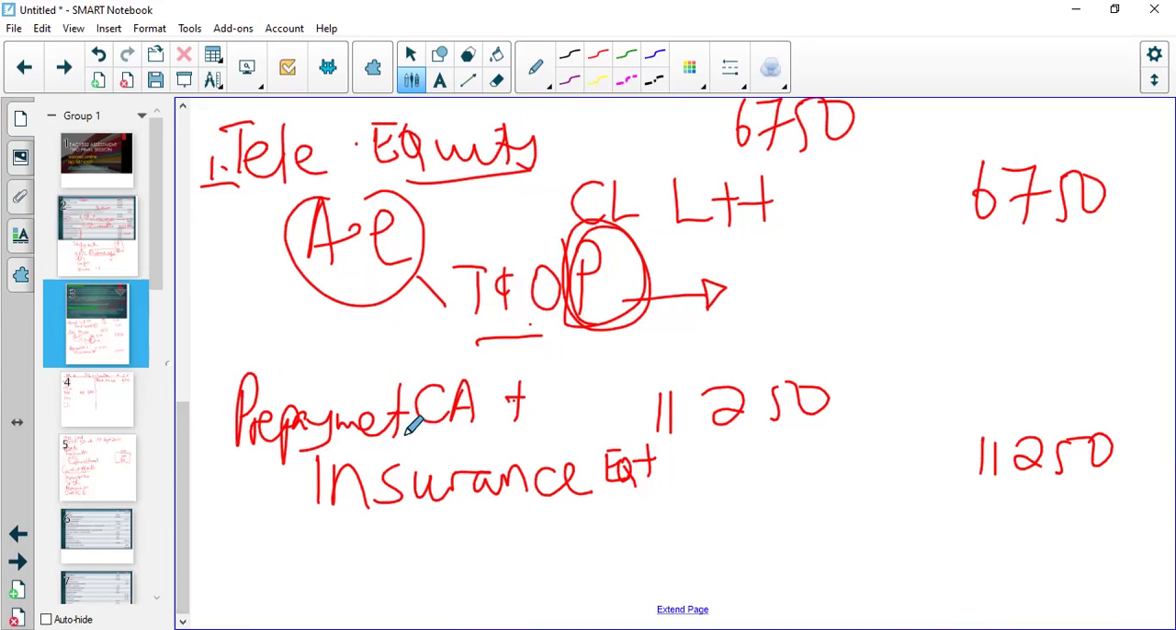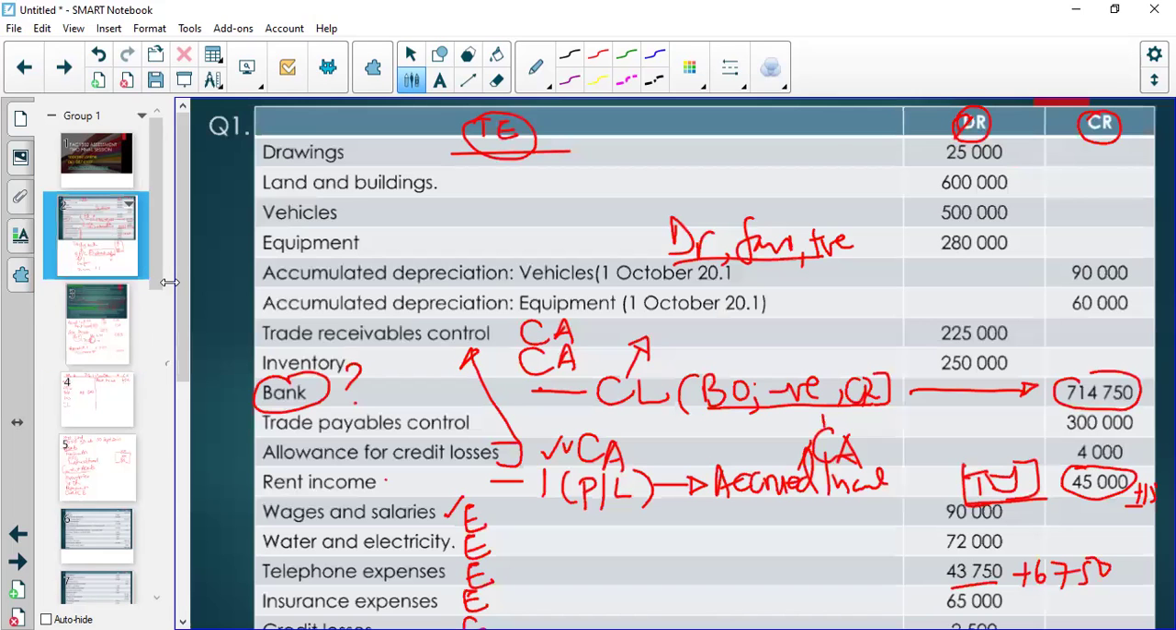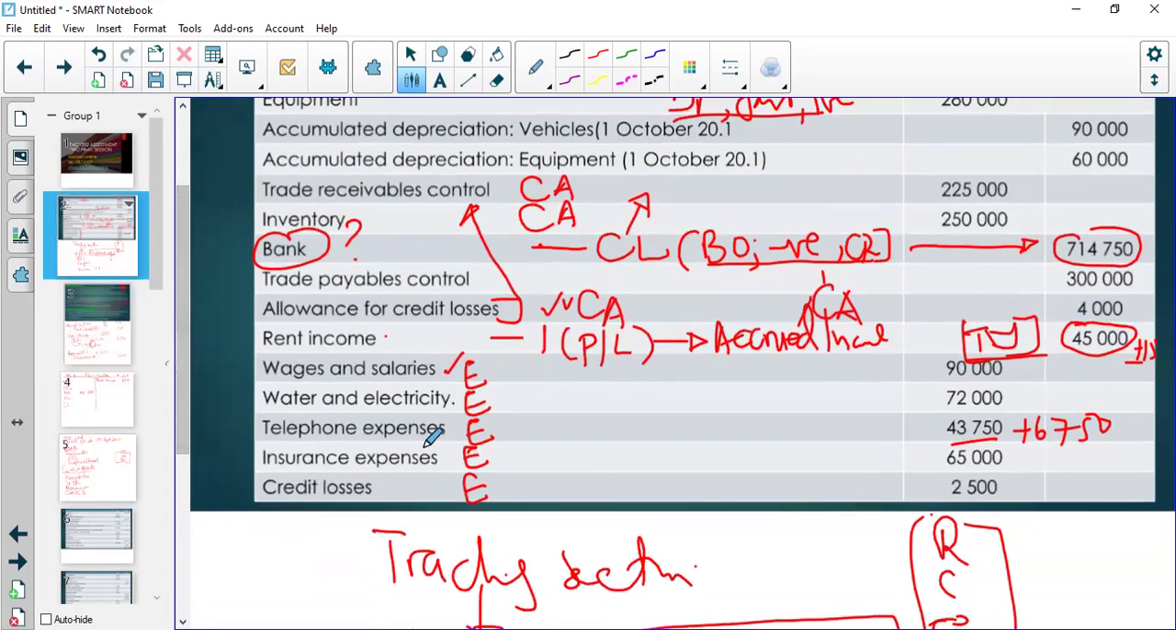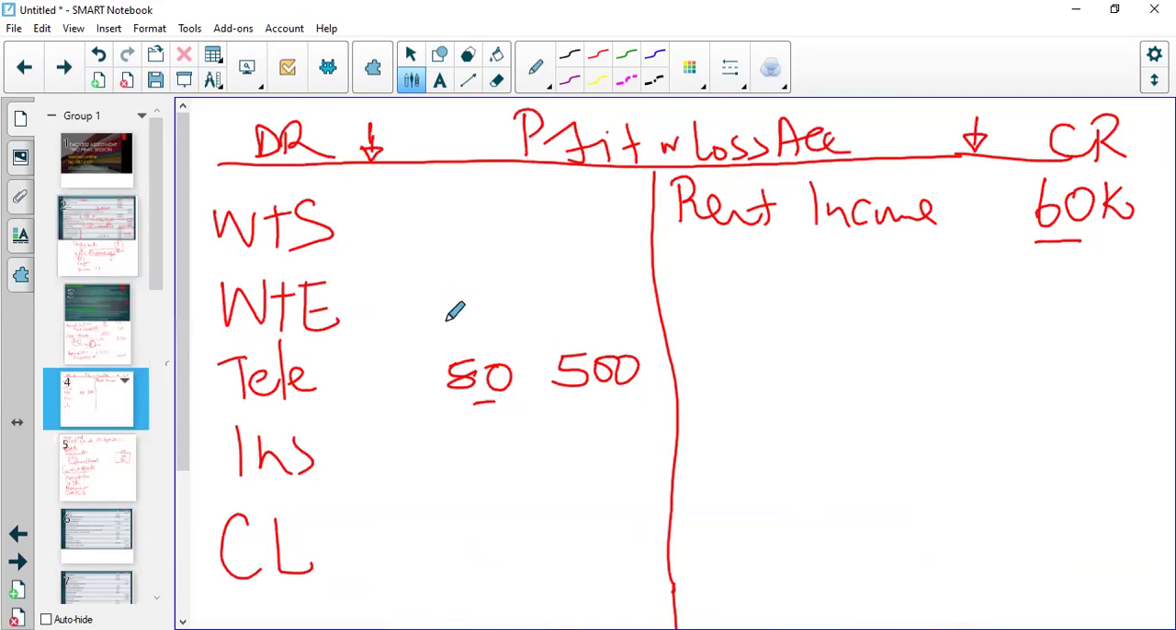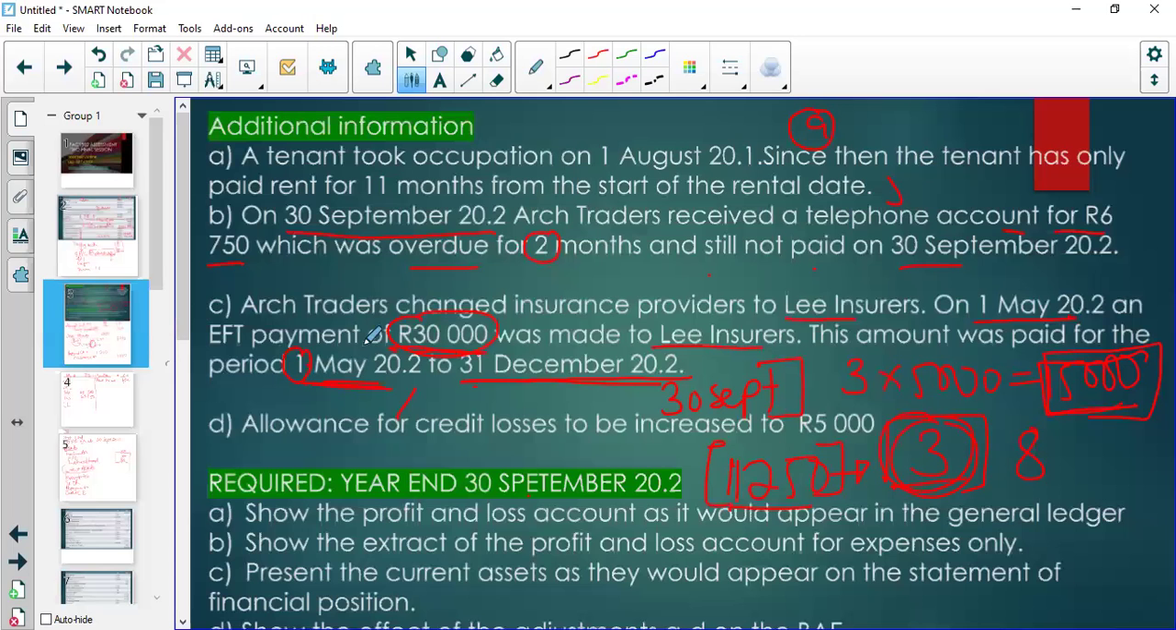Right, so by that adjustment. So if you come to your insurance, right, you're gonna have it as insurance expenses 65 minus 11,250. All right. So you have 65,000 less 11,250. Then you have 53,750. So that's going to be your insurance there. So it's going to be 53,750. Brilliant. Then we go to credit losses.